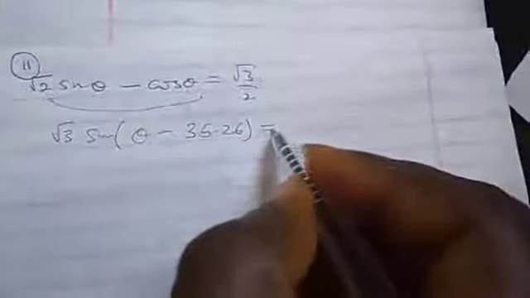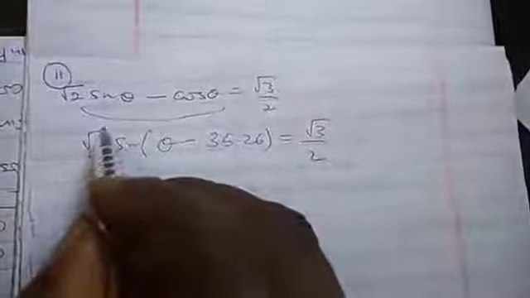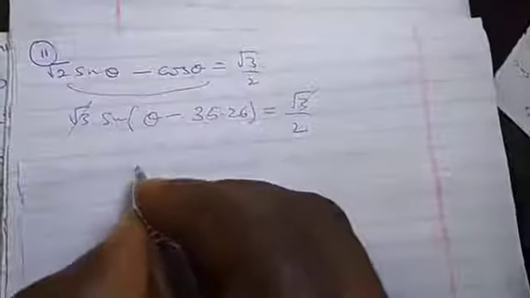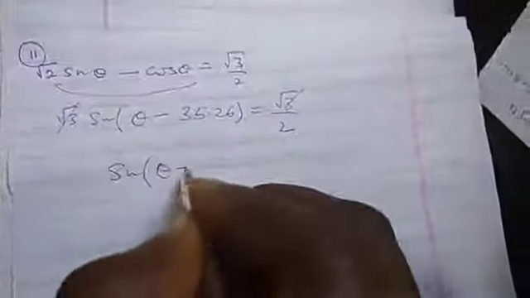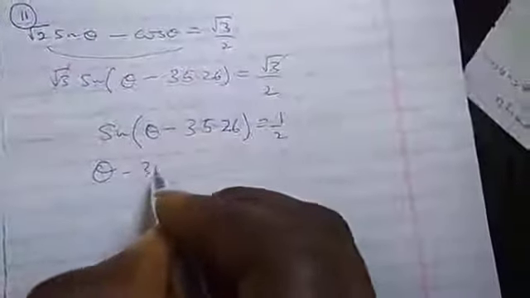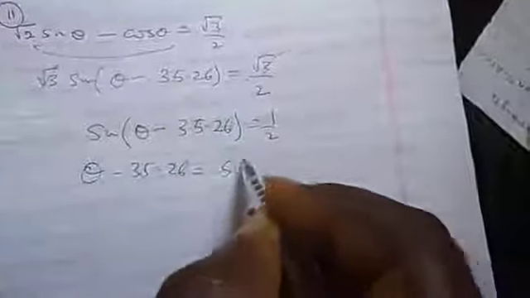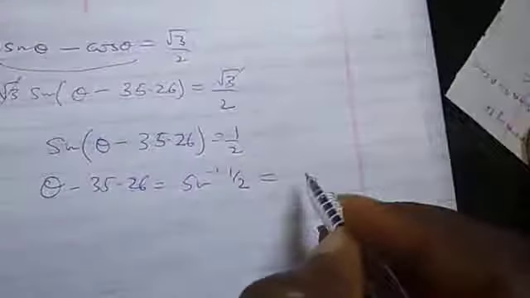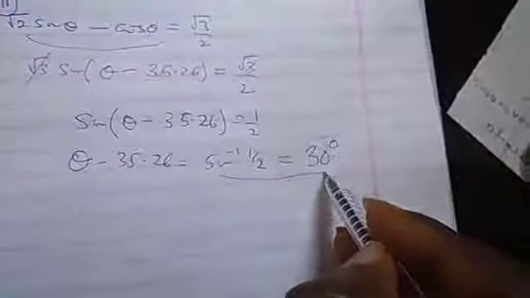Now we want to solve this. What we have for this expression is root 3 sine theta minus 35.26, and it will be equal to root 3 over 2. You see that root 3 cancels root 3. What we are going to have left is sine theta minus 35.26 is equal to half. So from this place, theta minus 35.26 will be equal to arc sine half. From the calculator, our arc sine half is 30 degrees, but that is not the only answer. We use the quadrant angle.